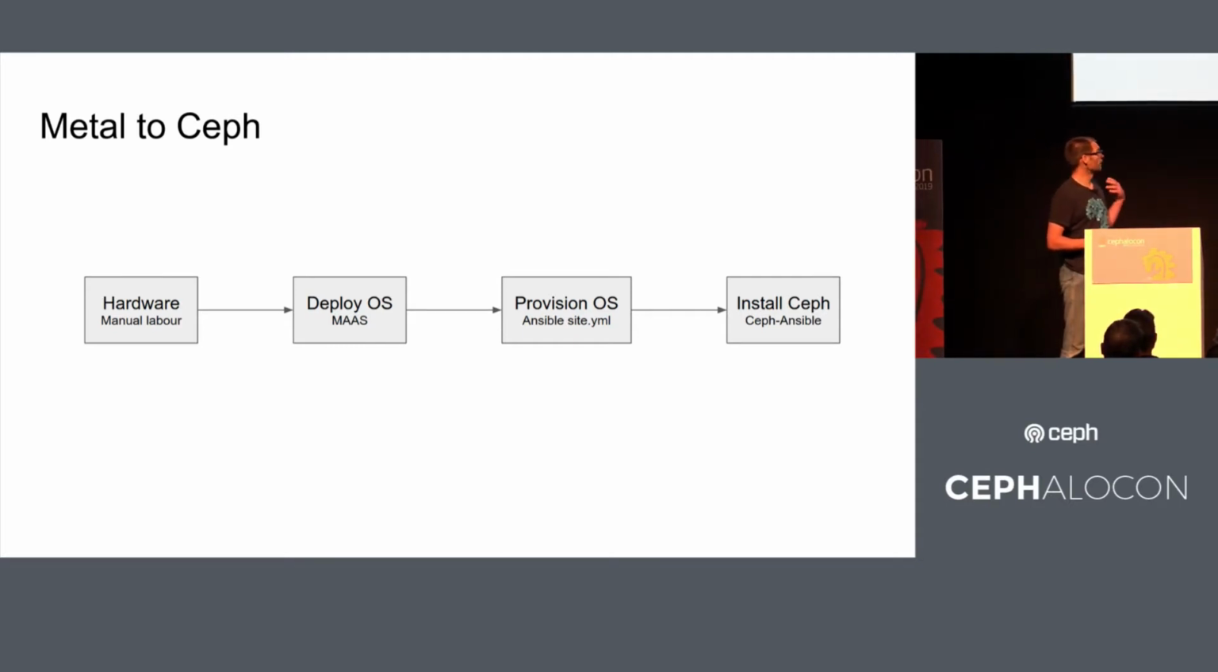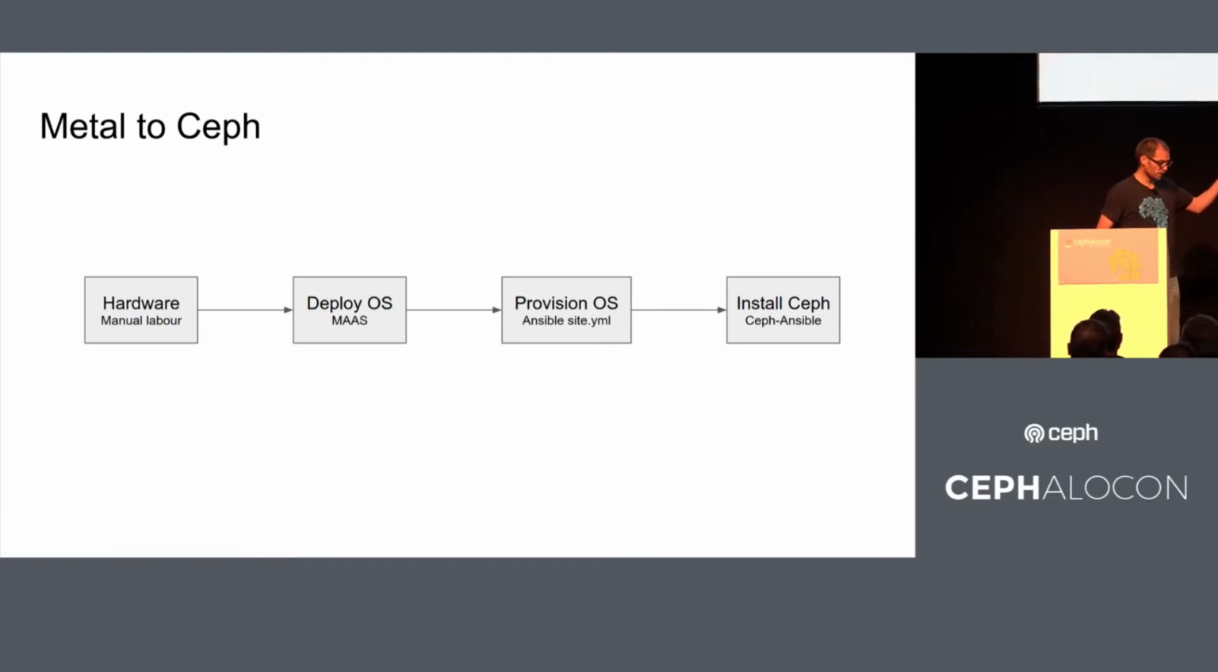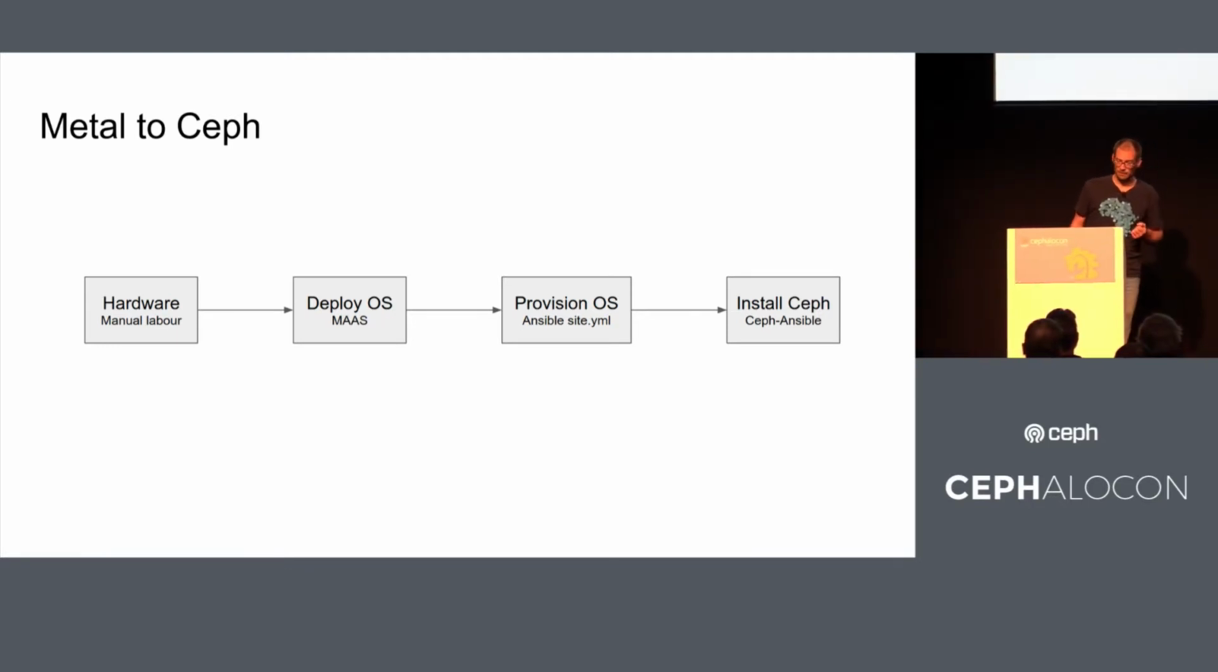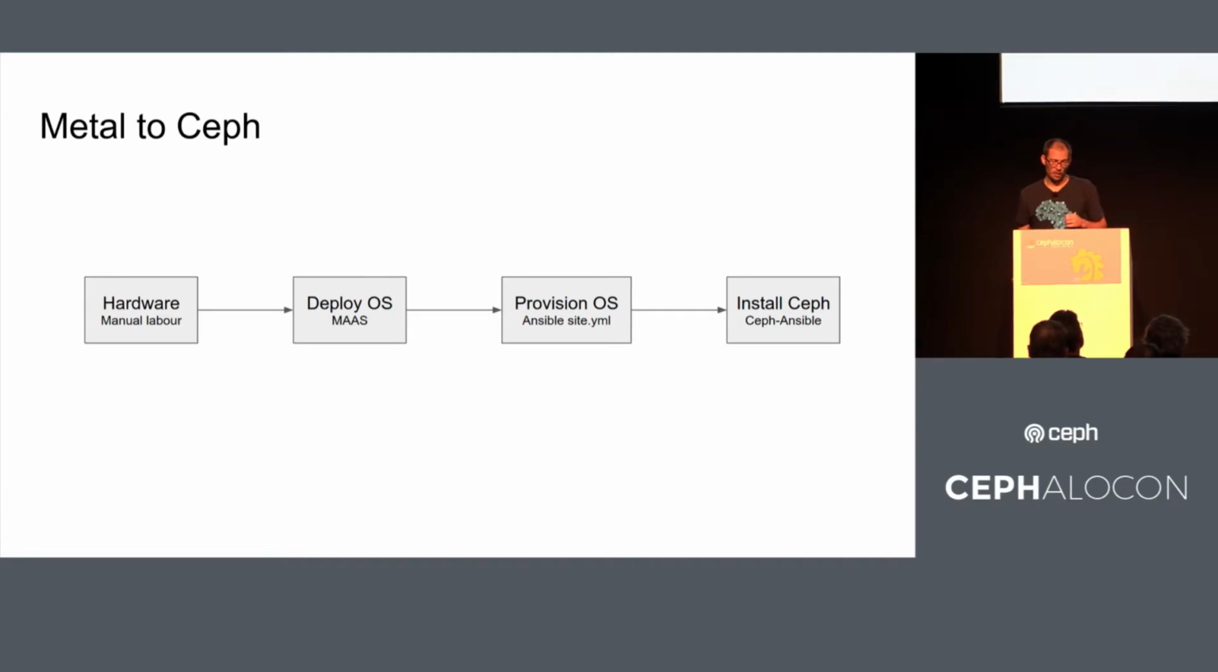We use Ansible very heavily, and we use the Ceph Ansible project to roll out our Ceph. And for hardware install, we use MAAS, which is a Canonical product, and it's basically Metal as a Service. It's a very cool name, but it's actually super simple to use, and it allows us to install our OS on our boxes.